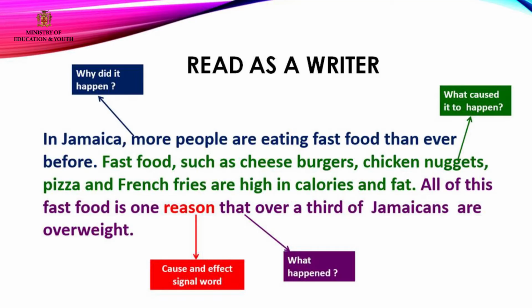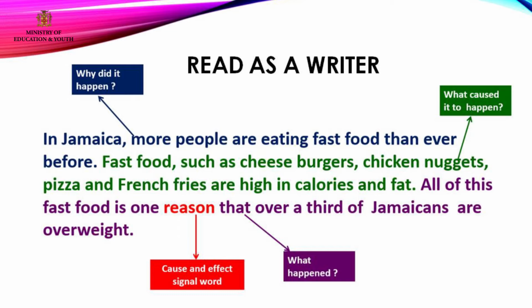Now let us examine this paragraph as a writer. So, the first sentence in the paragraph says, in Jamaica, more people are eating fast food than ever before. Now, which question does this answer? Why did it happen? What caused it to happen? And what happened? Here we see that this sentence is answering the question, why did it happen?